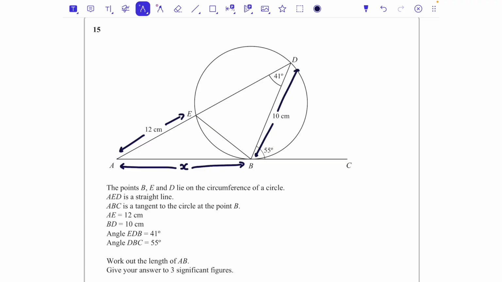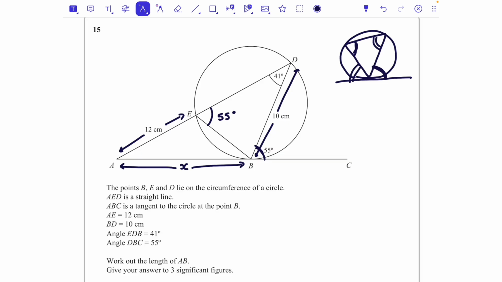So the first thing I'm immediately noticing is that we've got a triangle on its tip on the tangent, and that is going to be the alternate segment theorem. So if I know that this angle here is 55 degrees, this angle up here is also going to be 55 degrees. So whenever you have a triangle on its tip on the tangent, this angle is the same as this one, and this angle is the same as this one.